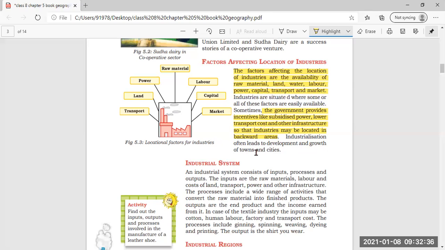Then industrialization often leads to the development and growth of towns and cities. So what does industrialization lead to? If more and more industries are set up, then definitely growth of cities and towns will be there. That is why more and more industries are needed for the growth of a particular city and town.